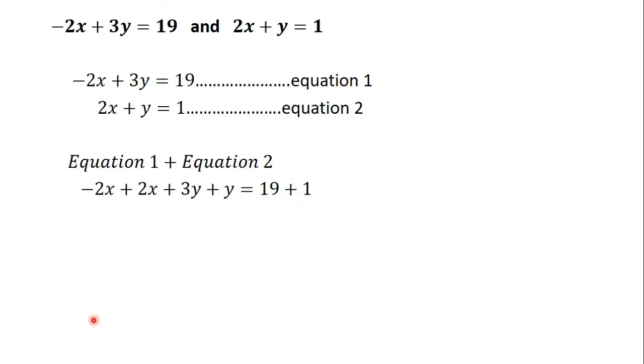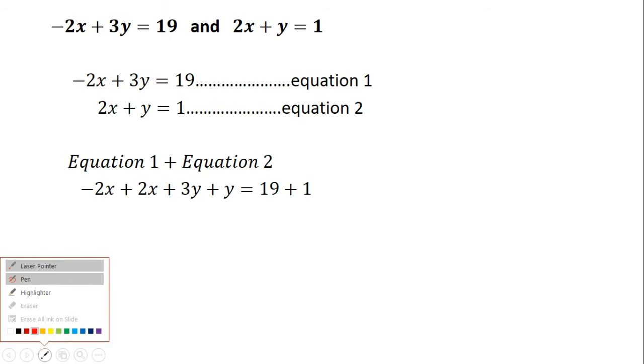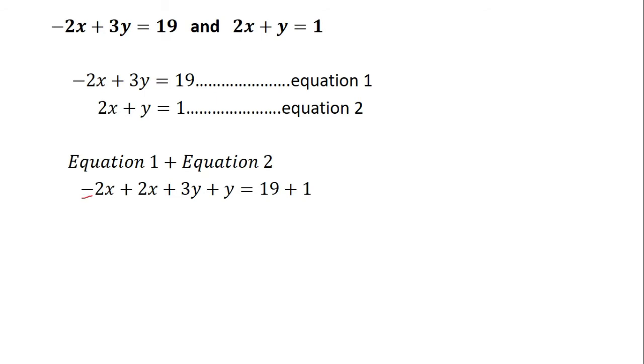So we can see clearly from here that, as we saw previously, minus 2x and plus 2x will cancel each other out. So this whole thing will become 0. So it's gone. We have eliminated x, or we have cancelled out x. That is the main aim of the elimination method, to cancel out one of the variables. And that is what we have done. So we have achieved our goal because that is gone.